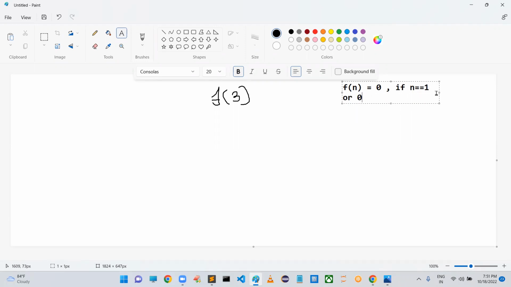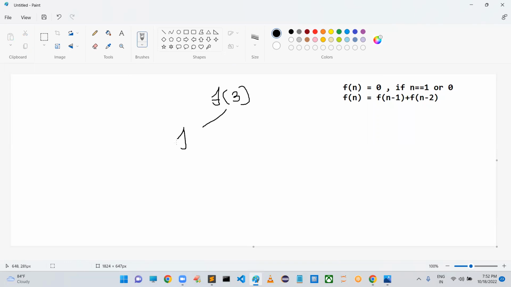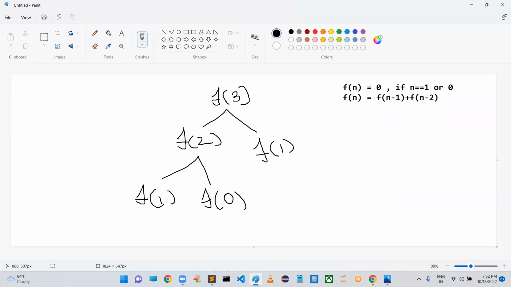We will discuss the Fibonacci sequence anyway, maybe tomorrow. Otherwise f of n is equal to f of n minus 1 plus f of n minus 2, the sum of the previous two numbers. From that point of view, f of 3 can be written as f of 2 and f of 1, right? n minus 1, n minus 2. Again, f of 2 can be written as f of 1 and f of 0. And this f of 1 can be written as f of 0. Like this we are going to get.